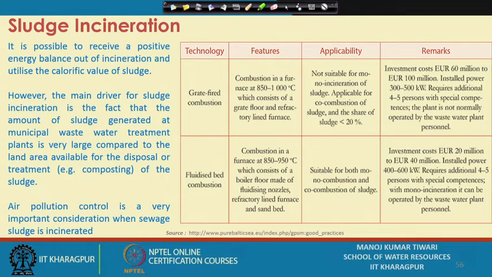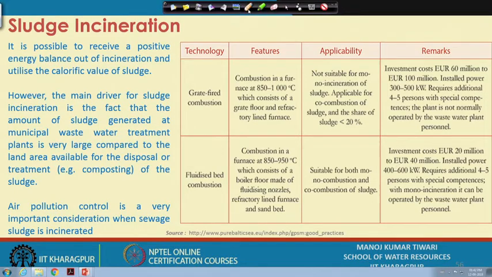There are grate fired combustion and fluidized bed combustion technologies for incineration, and this incineration is typically done at much higher temperature, 850 to 1100 in this case, and in the fluidized bed it can be done around 850 to 900. This is suitable for both mono combustion and co-combustion of the sludge. So, sludge can be combusted alone or can be combusted along with the municipal solid waste or those kinds of things.